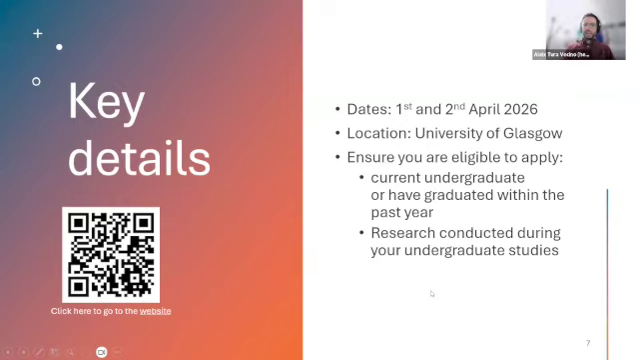So, key details to remember. I've already said that the conference this year takes place here at the University of Glasgow. The dates on which the conference will take place are the 1st and 2nd of April in 2026. You only need to make sure that you are eligible. As I said, being eligible to apply means that you need to be a current undergraduate, or you should have graduated within the past year. If you graduated as an undergraduate within the last year, you are also eligible to apply.